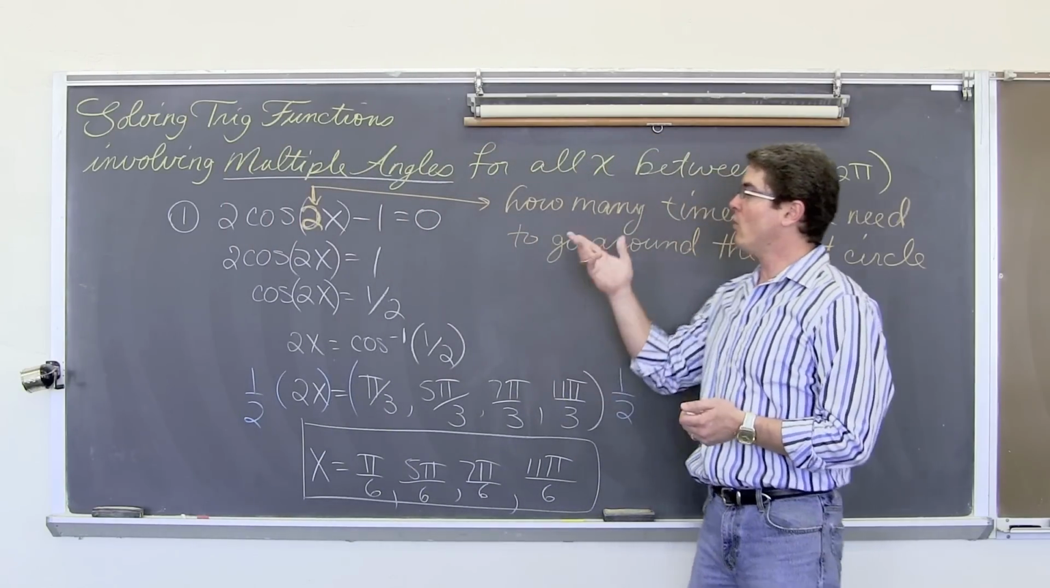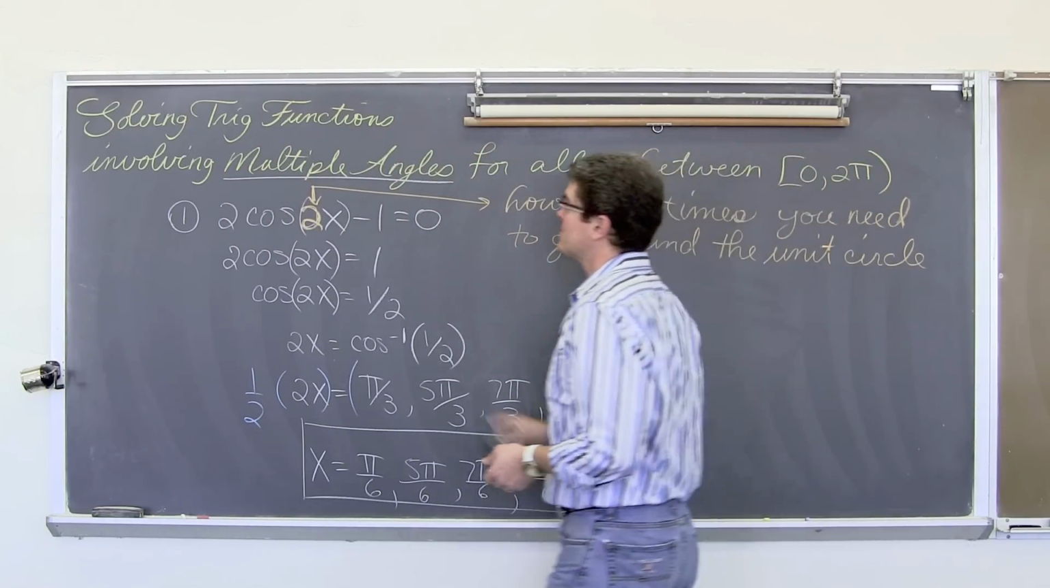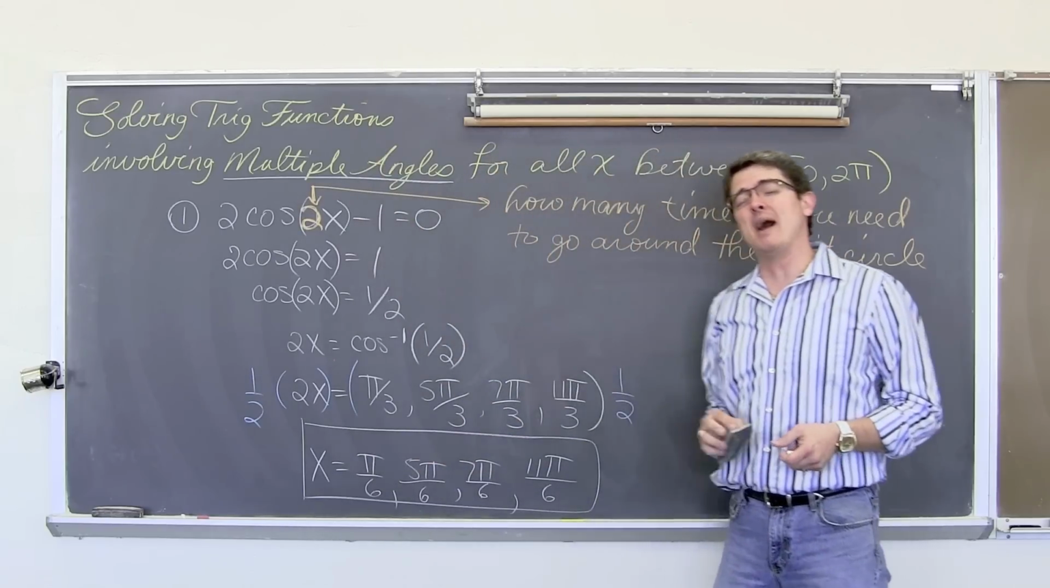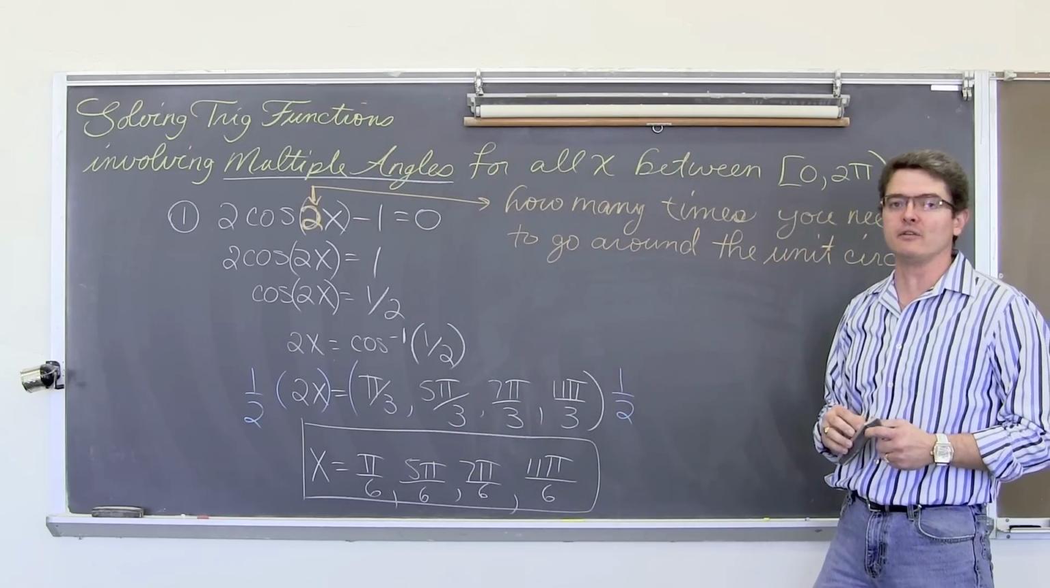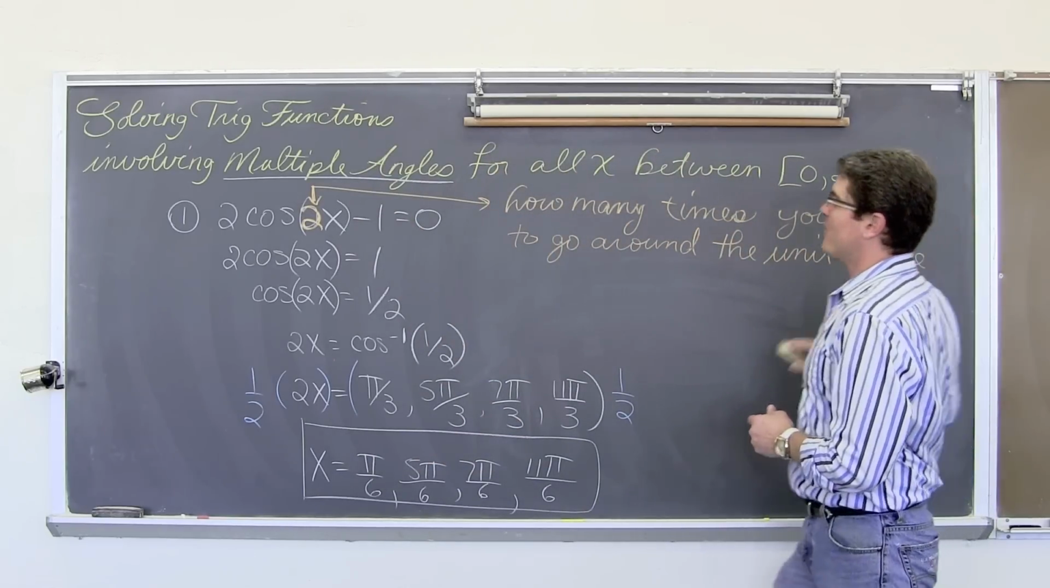So one last time before we do our last 3 examples: the multiple on the angle tells you how many times to go around the unit circle to find all of your answers. So a couple more examples.